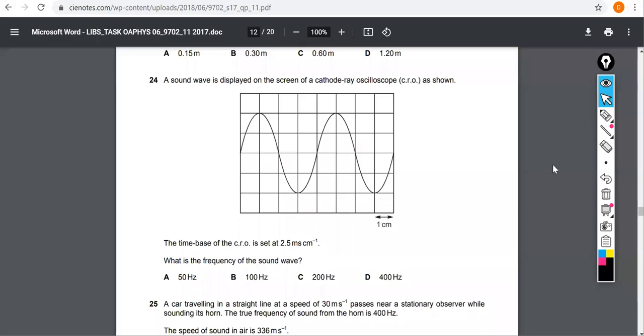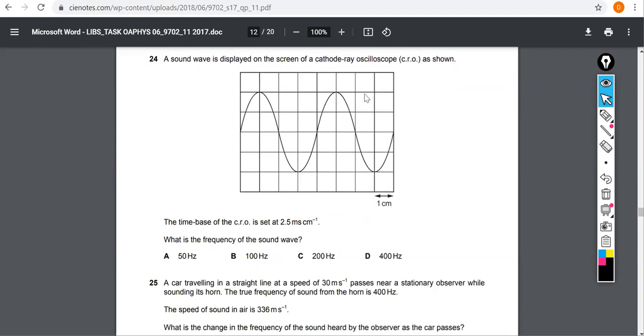All right, in this worked example, we'll be looking at the learning objective: determining the frequency of a sound wave using a cathode ray oscilloscope. It just so happens we have a nice little display of a sound wave on the screen of a cathode ray oscilloscope right here before us. It tells us that the time base of the CRO is set at 2.5 milliseconds per centimeter.